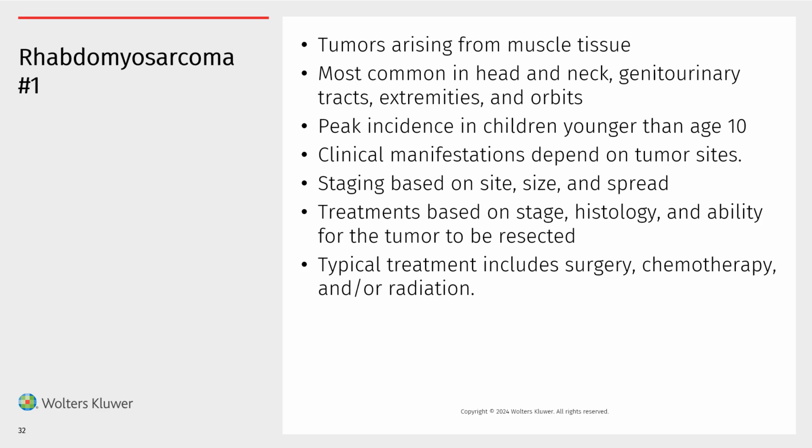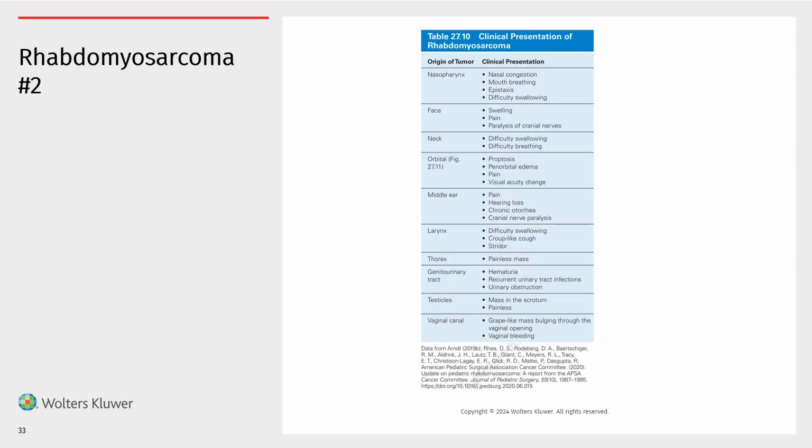Rhabdomyosarcoma. These arise from muscle tissue, rhabdo meaning muscle, or I'm sorry, myo meaning muscle. Most common in the head and neck, genitourinary tracts, extremities, and orbits. Peak incidence is in children younger than 10 years of age. Clinical manifestation depends on the tumor site. Staging is based on site, size, and spread. Treatment is based on stage, histology, and ability for the tumor to be resected. Typical treatment includes the number 3: surgery, chemotherapy, and radiation.